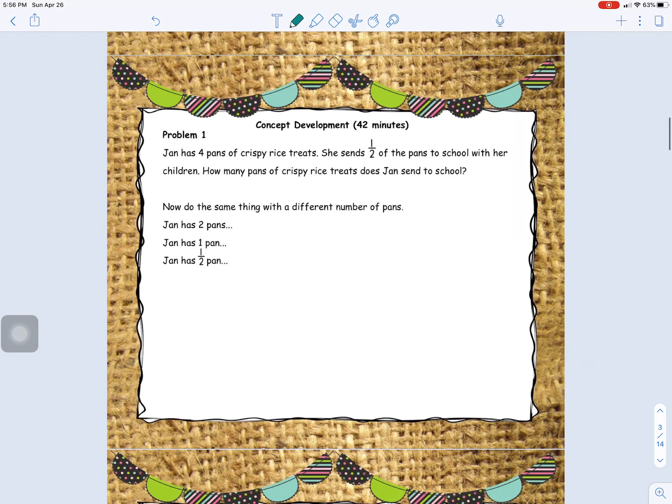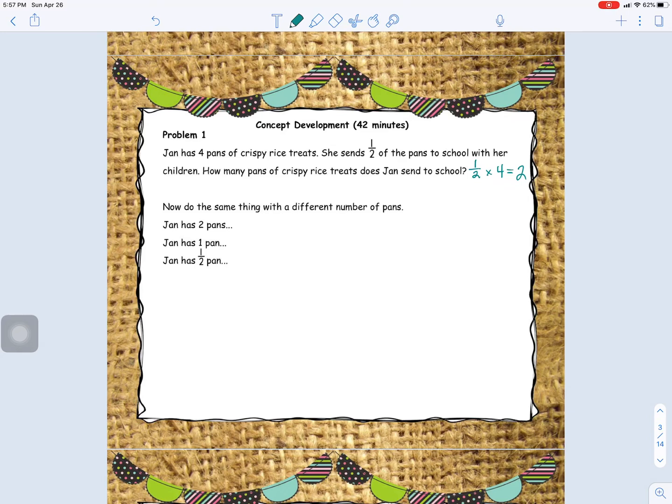So it says, problem 1, Jan has 4 pans of crispy rice treats. She sends half of the pans to school with her children. How many pans of crispy rice treats does Jan send to school? Well, all we have to do is do half of 4. And to do half of 4, we can do half times 4 equals, and I think we all know that half of 4 is 2. So that one was pretty easy. We could do that in our heads, no doubt.